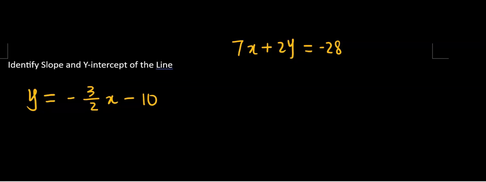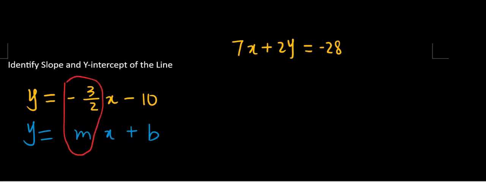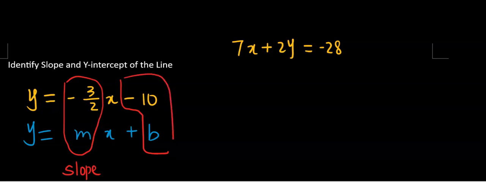Welcome back. In this lesson, we're going to identify the slope and y-intercept of the line. Y equals negative 3 over 2x minus 10 is already in the form y equals mx plus b. We line it up so we can say m, which is the slope, is negative 3 over 2. We can also say b is negative 10.